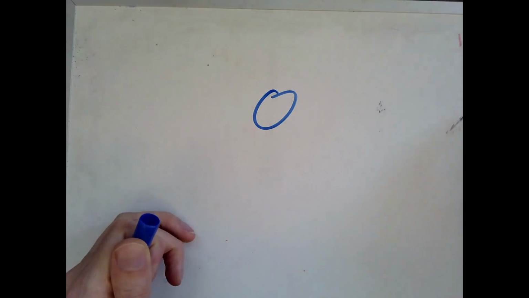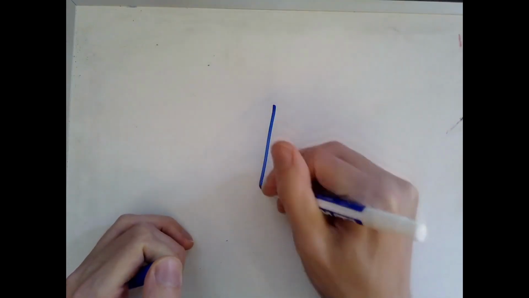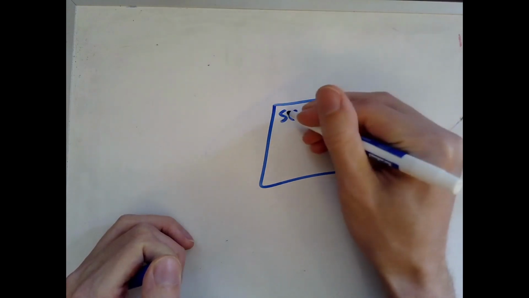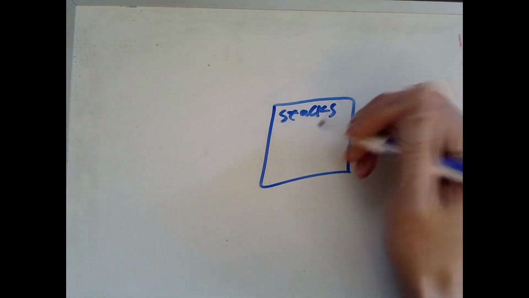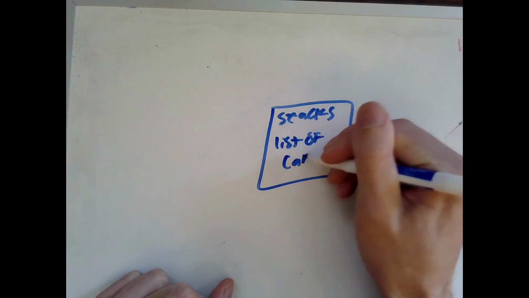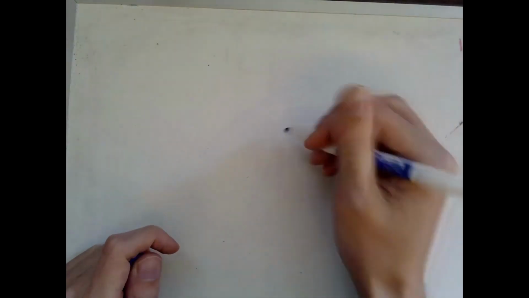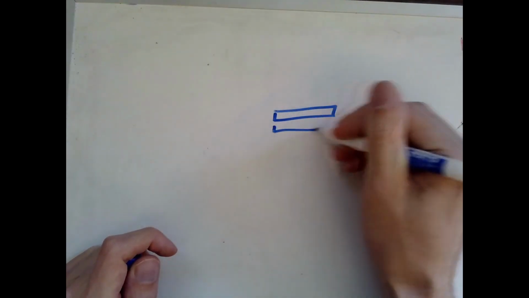Head over to the whiteboard and let's talk about how this game's gonna work. Okay. So we're going to have game objects that we're gonna call card stacks, and they're gonna contain a list of card objects. Great. So let's draw that out as a list of card objects.